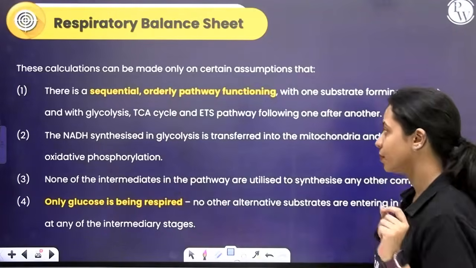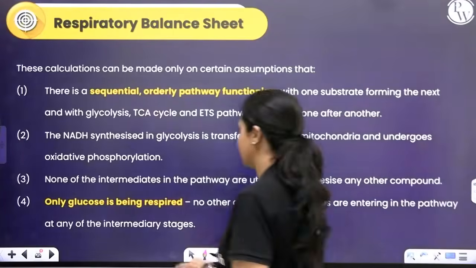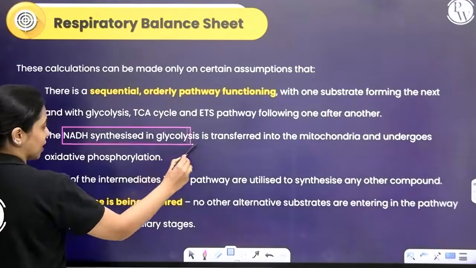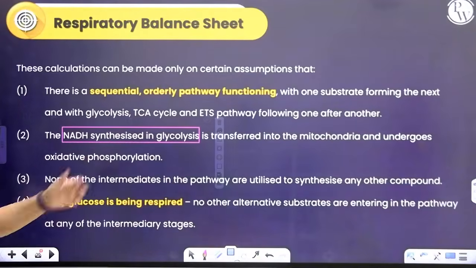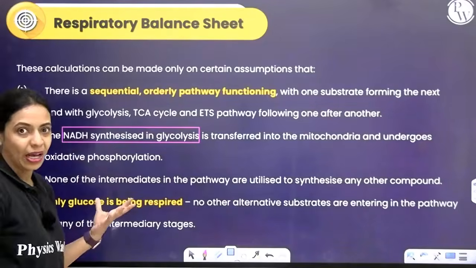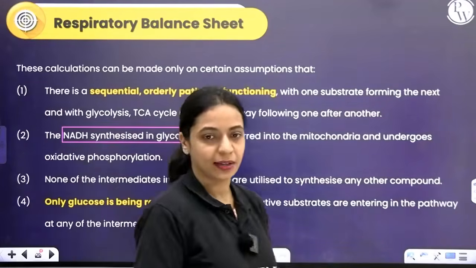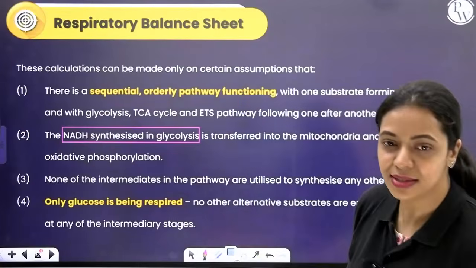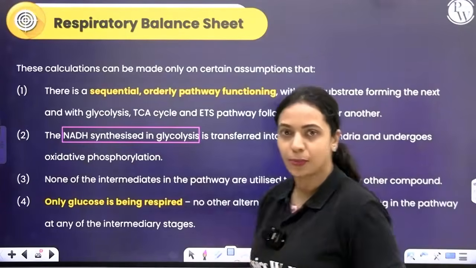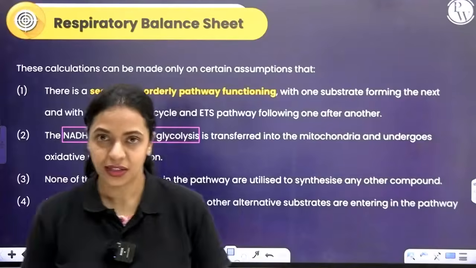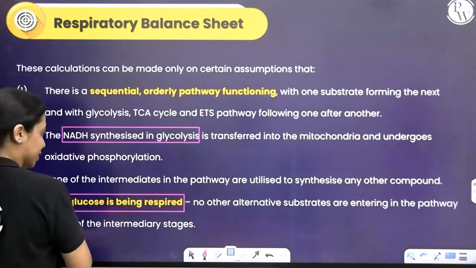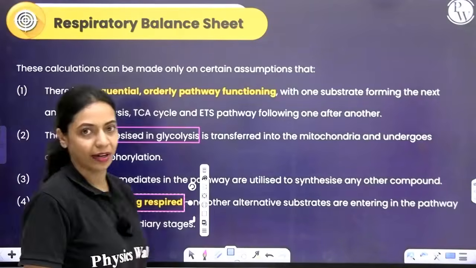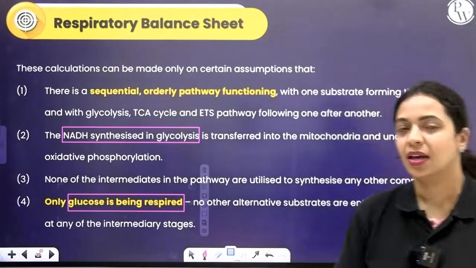Also, whatever NADH is synthesized during glycolysis will have to be transferred to the mitochondria to undergo oxidative phosphorylation in ETS. No intermediates in the pathway, be it glycolysis intermediates or Krebs cycle intermediates, are used up for anything else. It is not withdrawn from the pathways for any other reason, and also only glucose is being respired. No other substrate is being respired. These are some assumptions we have to keep.